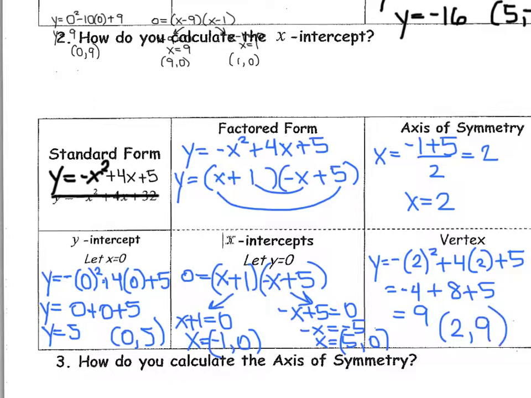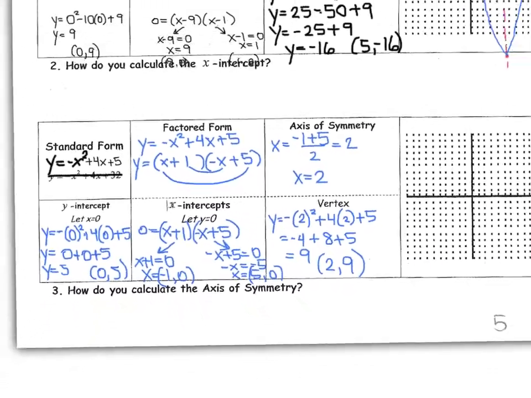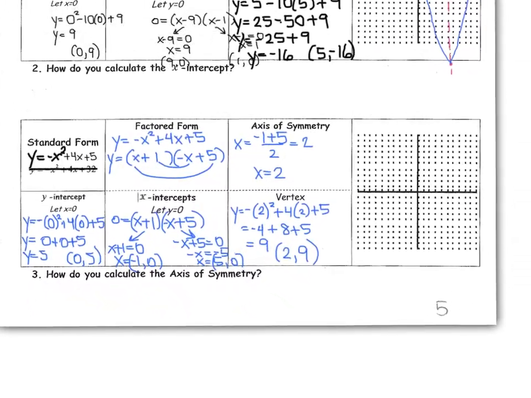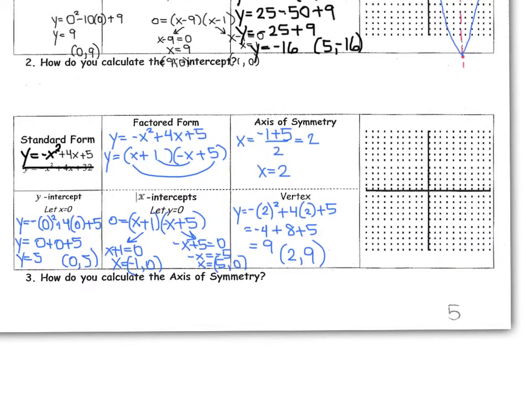Now graph all of these things, and what you should notice is something a little bit different about our parabola. Pretty nifty, huh? So this parabola, the y-intercept is at (0, 5), 1, 2, 3, 4, 5. The x-intercepts are at (-1, 0) and (5, 0). Then the vertex is at (2, 9), so 6, 7, 8, 9.